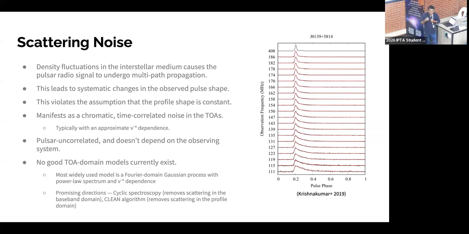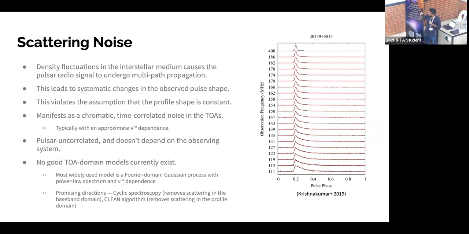This manifests as a chromatic process with some nu to the minus alpha dependence, where alpha depends on the properties of the interstellar medium. It is also uncorrelated between pulsars, because the interstellar medium along different lines of sight does not really talk to each other. Unfortunately, we don't really have any good models for this type of noise. All we do to deal with this is ad hoc and hand wavy. But there are some promising directions.